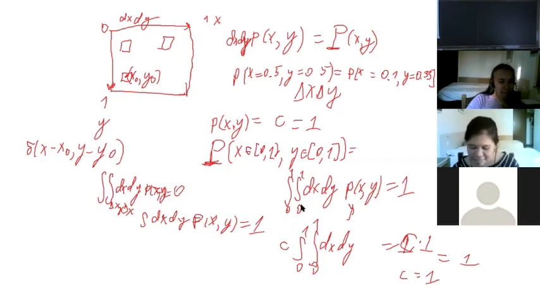So now tell me, between the two distributions, the delta function and the constant, the constant is called the uniform distribution, by the way. Which one expresses the maximum uncertainty? The uniform or the delta function distribution?